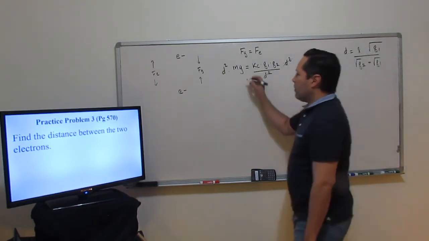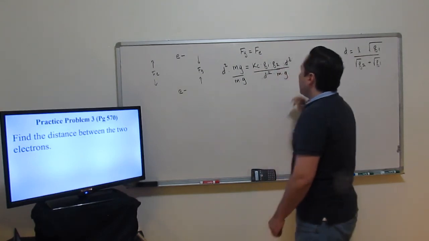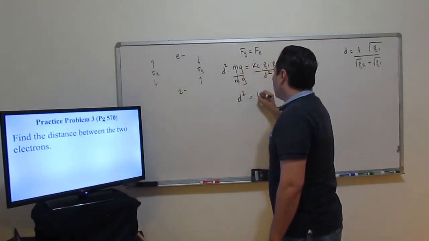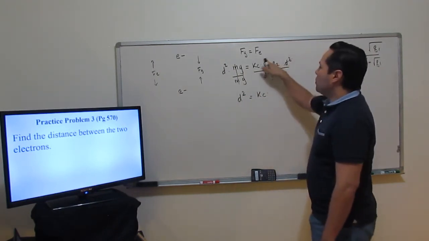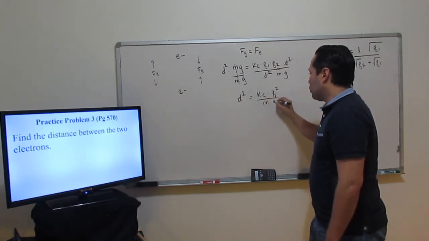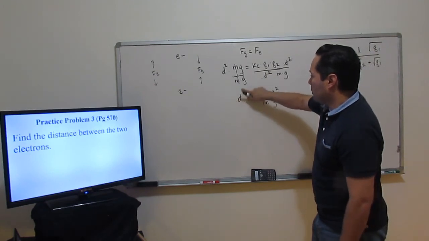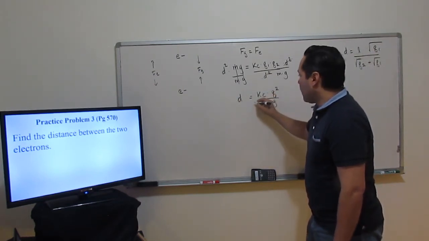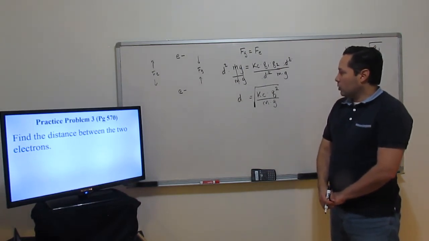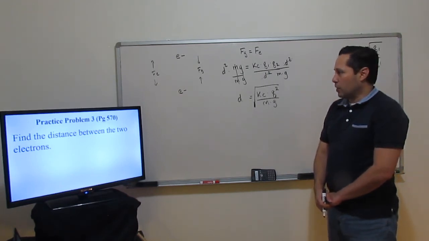And I'm also going to divide by mass times gravity. So what do we end up with? D squared is equal to kc times, remember these are the two same charges, so I'm just going to put q squared over m times g. To get rid of the square, you square root, so I'm going to square root this side, that makes it go away. And what I do to one side, I have to do to the other, and there you have it. Alright, so now we can go ahead and start plugging in values and solving.